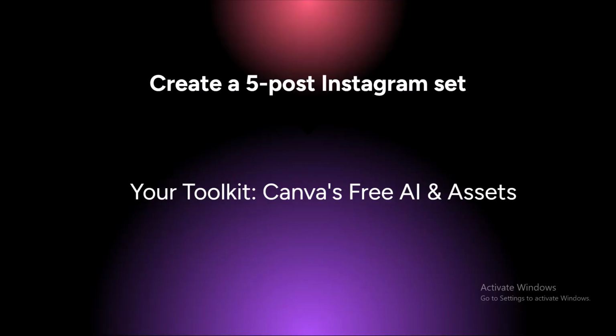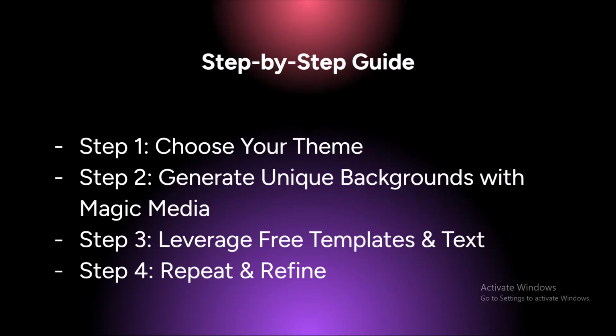Your challenge is to create a 5-post Instagram set. Your toolkit includes Canva's incredible Magic Media for text to image generation, along with their extensive library of free templates, free photos, and free graphic elements. Let's break down how you will achieve this.